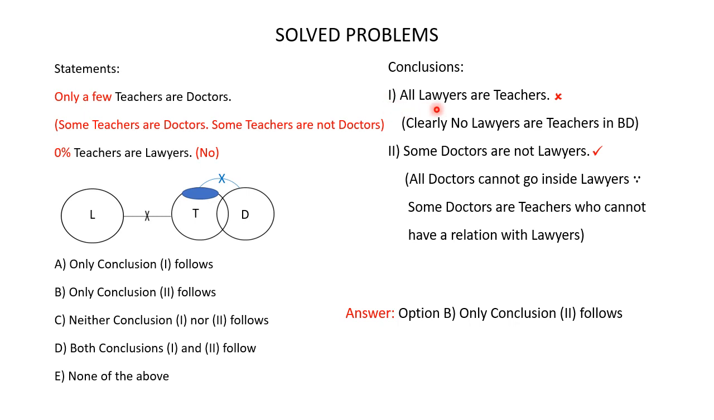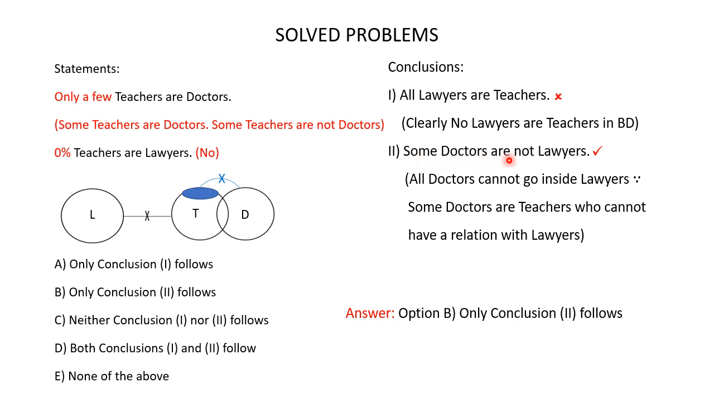Conclusion 1. All lawyers are teachers. So in the Venn diagram, you have lawyers here and teachers here. Clearly, you can see that there is a restriction between lawyers and teachers. So this means no lawyer is a teacher. So if no lawyer is a teacher, you cannot say all lawyers are teachers. So the conclusion all lawyers are teachers is wrong. Conclusion 1 does not follow.